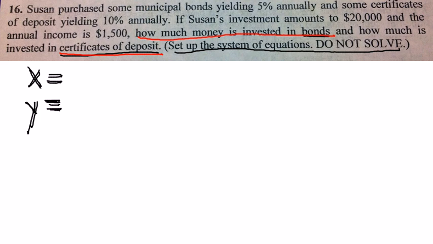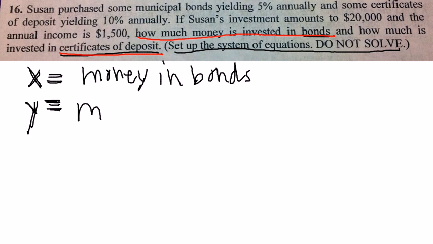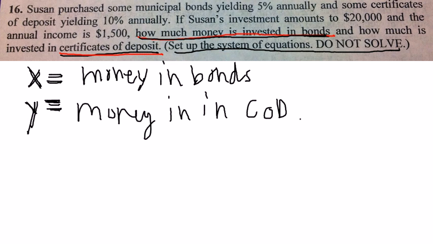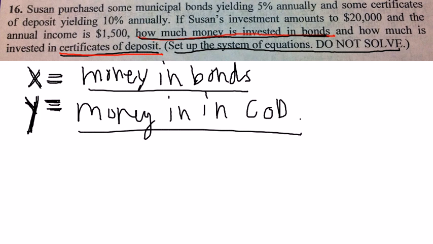Let's say x is money invested in bonds. So y would be what? Money invested in certificates of deposit. Why? Because that's what we're looking for. The question's asking how much money is invested in bonds. Well, if I find what x equals, that means whatever x is, is the money in bonds that I found. How much money is invested in certificates of deposit? Well, I don't know what it is, so I'm going to just say that it's y for now. But whatever I find is going to be money in certificates of deposit.